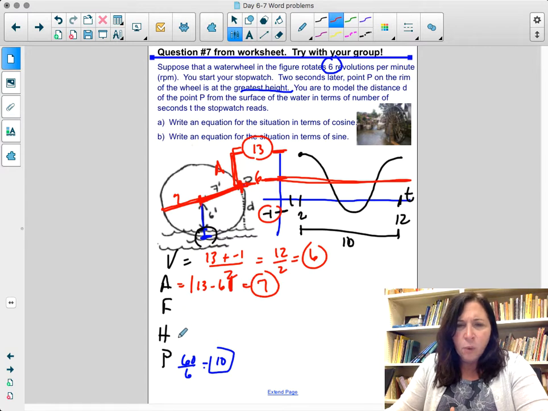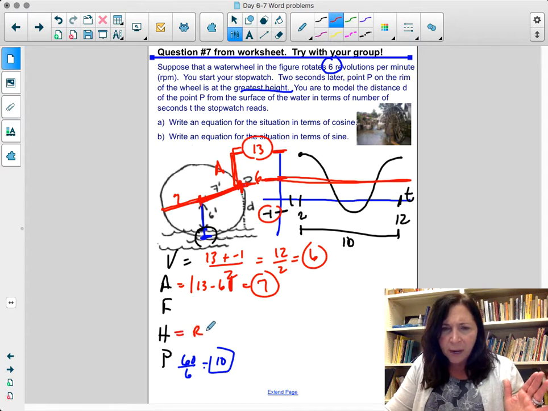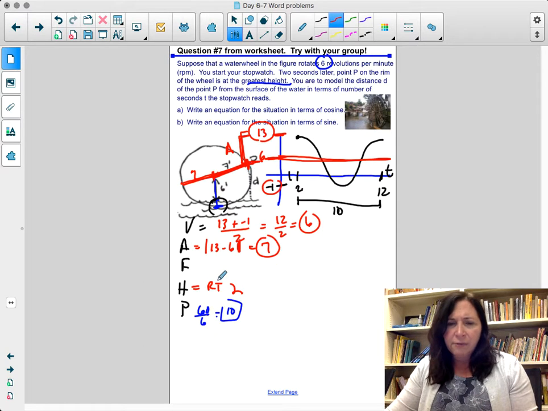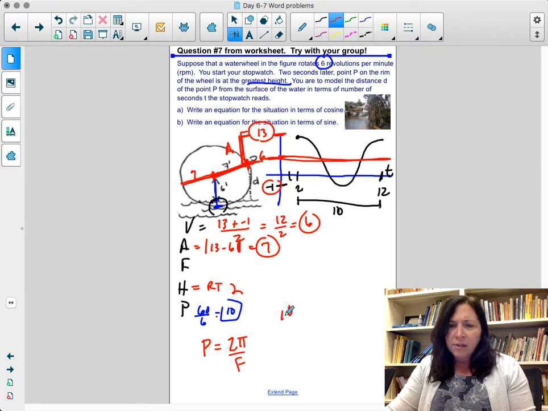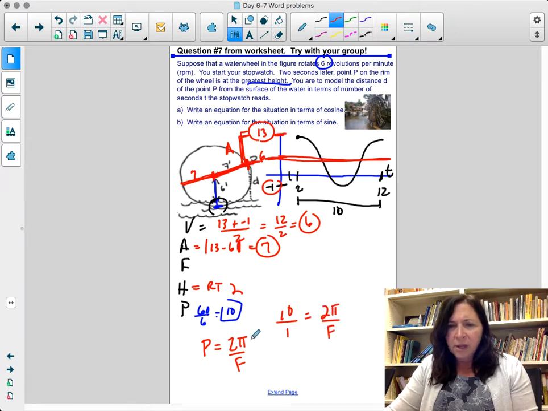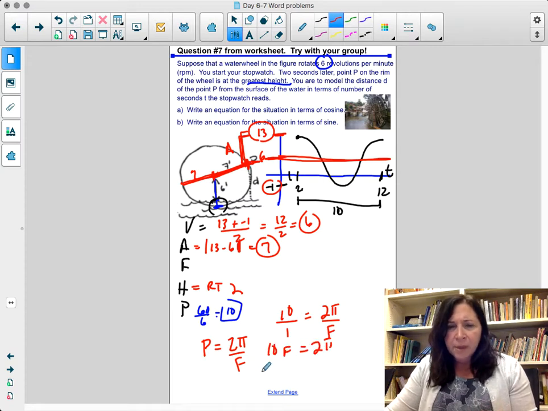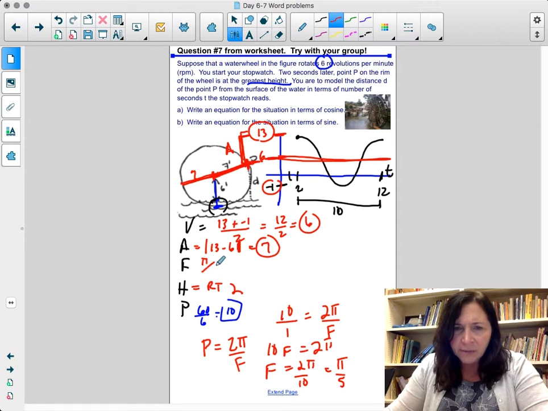Frequency is last. Horizontal shift, I shifted over to the right 2, so that's going to be right 2. My frequency, remember how to find the frequency, use your period. So my period is 2 pi over my frequency. I know my period's 10. So 10 equals 2 pi divided by my frequency. I'm going to cross multiply. 10 times my frequency equals 2 pi. My frequency equals 2 pi divided by 10, which is pi over 5.